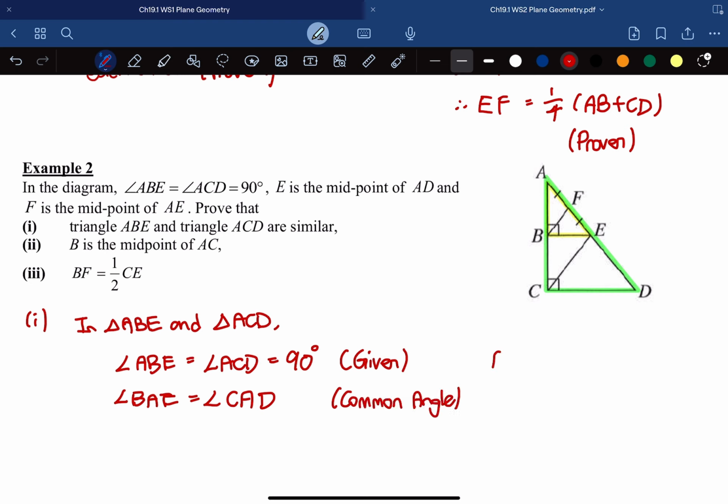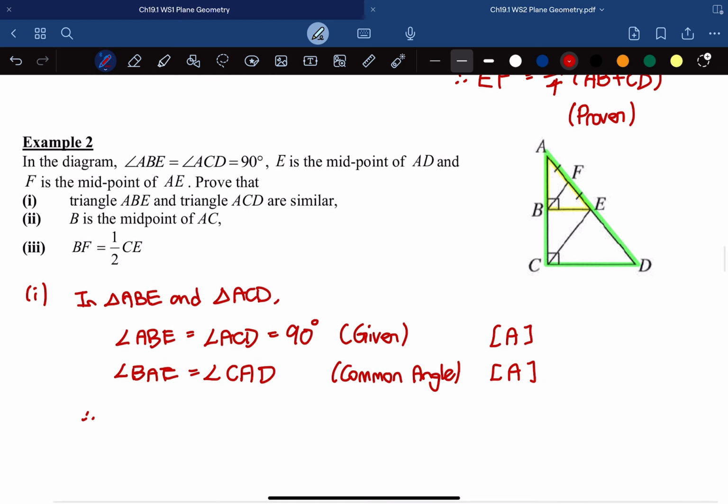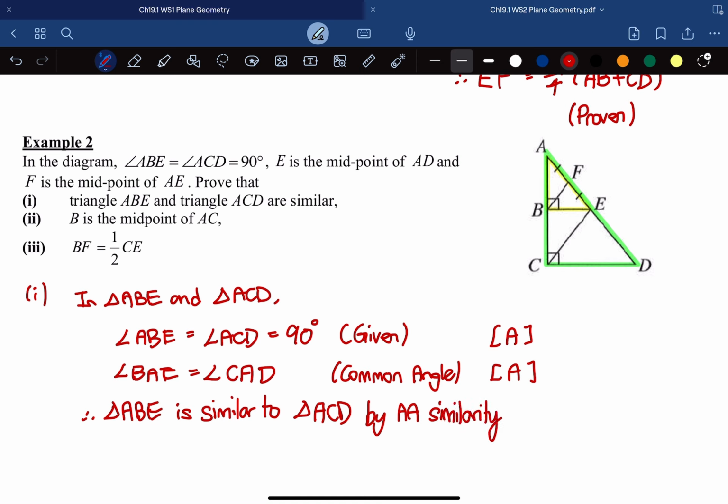Then I've shown using my AA similarity test that triangle ABE is similar to triangle ACD by the AA similarity test. This is for part 1.